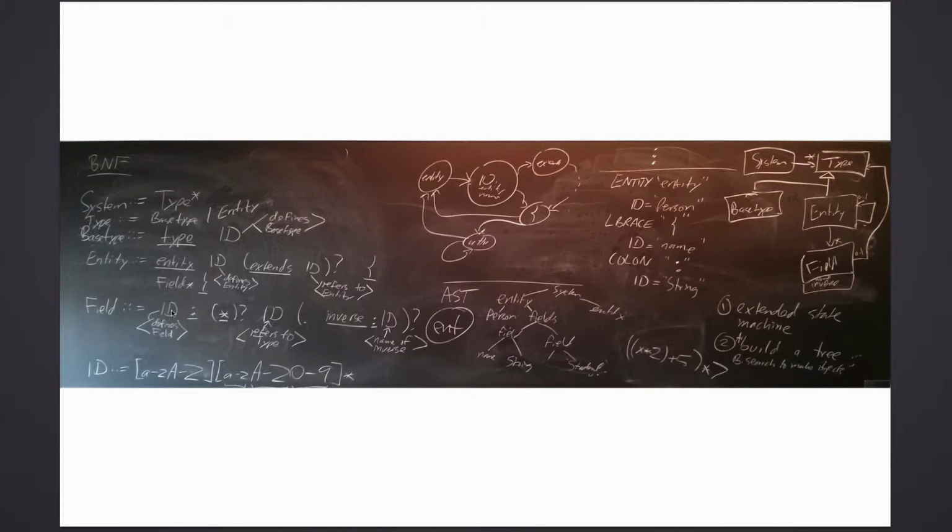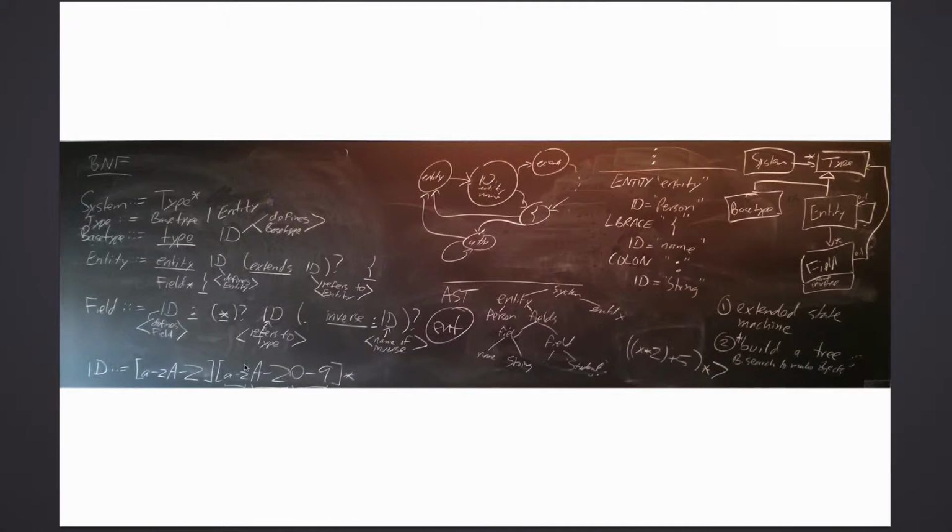A field has an ID, which is the name, colon, and then there might be a star, which defines that it's a multiple relation, an ID, which defines a type, and then there might be the keyword inverse, a colon, and then the ID of the inverse, and it might be there.